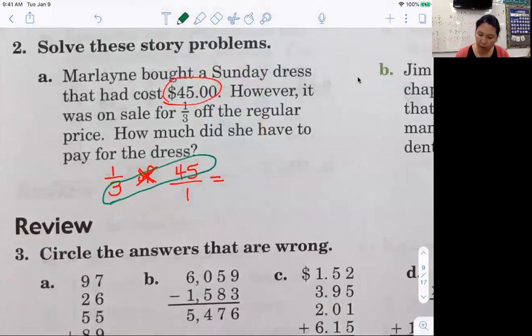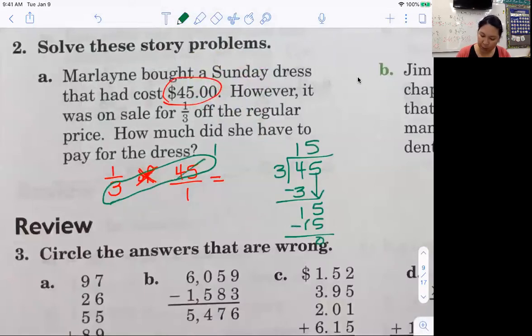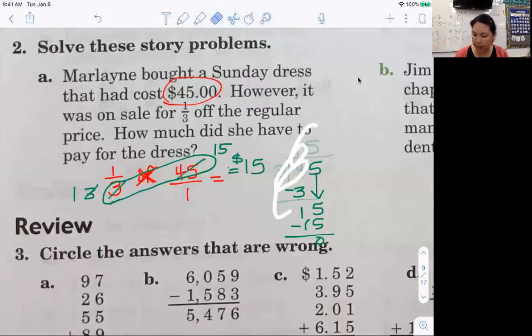Let's check over here on the side and see. How many 3s can go into 4? 1. Bring down my 5. How many 3s can go into 15? 5. So it can go into it. This becomes a 15. This becomes a 3. Oh, sorry, this becomes a 1. And so we have $15 is how much our discount is.